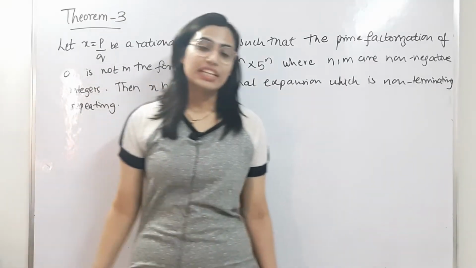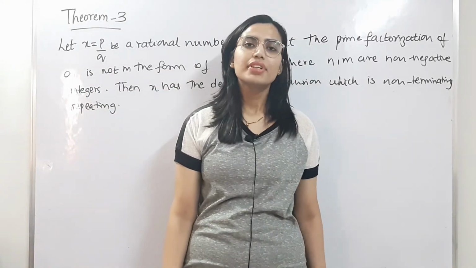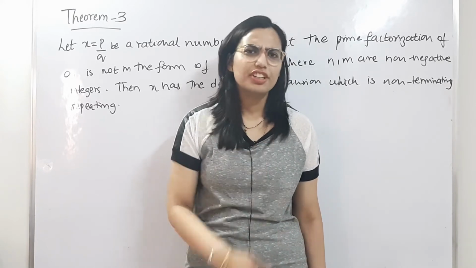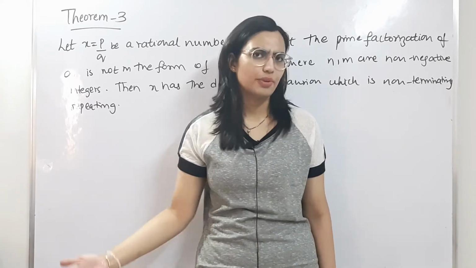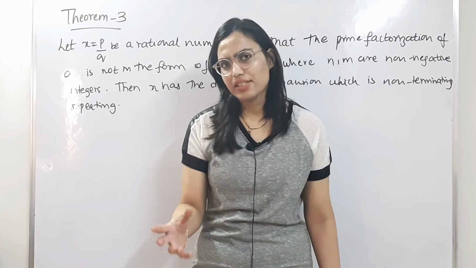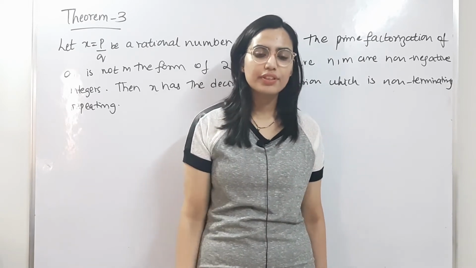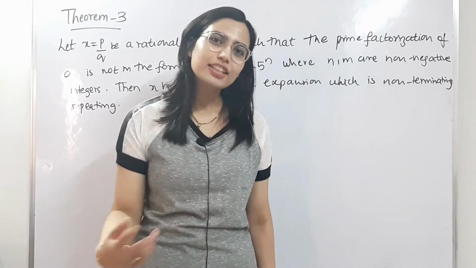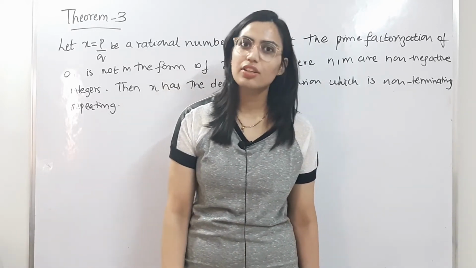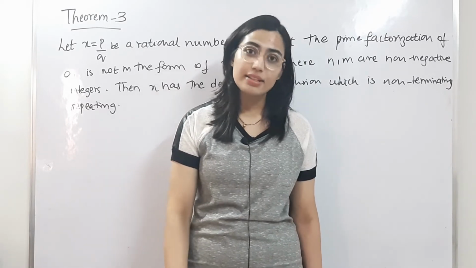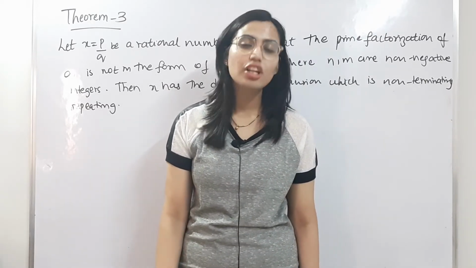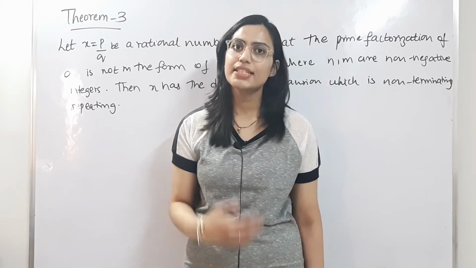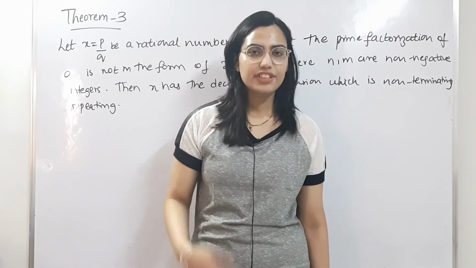So far we have seen how to determine whether a number is terminating or not. How do you know? Because the denominator should be in the form of 2 power of n and 5 power of m. If it is in that form, then we know for a fact that it is a terminating decimal. But what is the other definition of a rational number? A rational number can also be considered as a number which has a decimal expansion that is non-terminating and recurring.